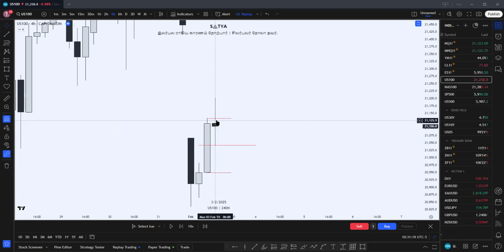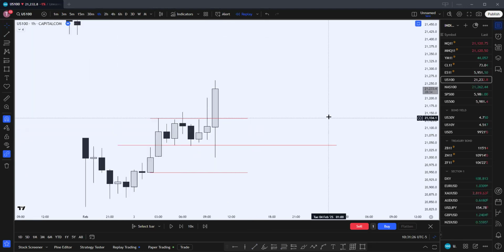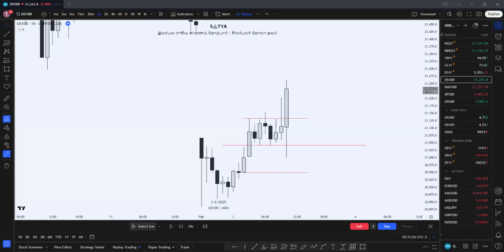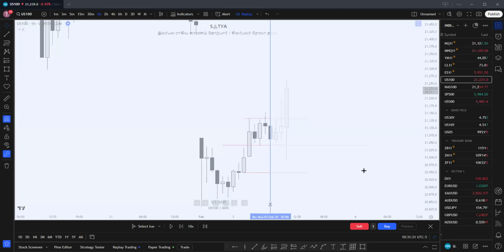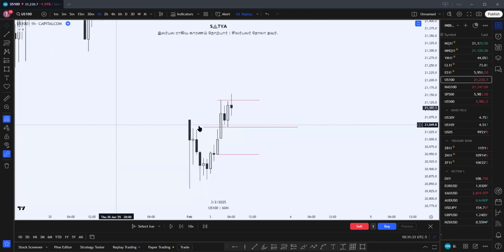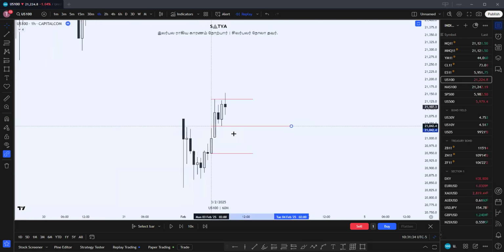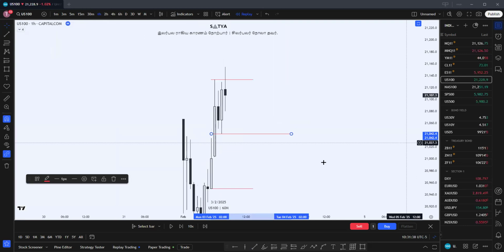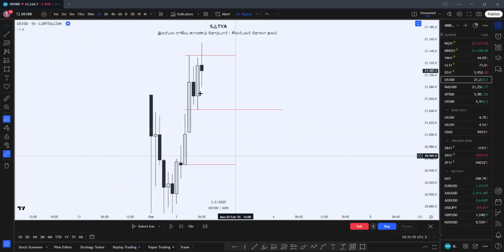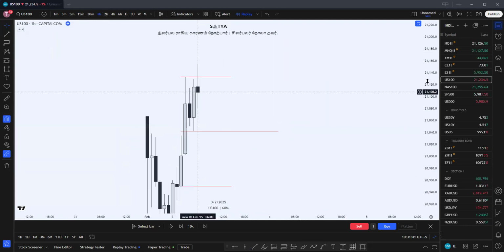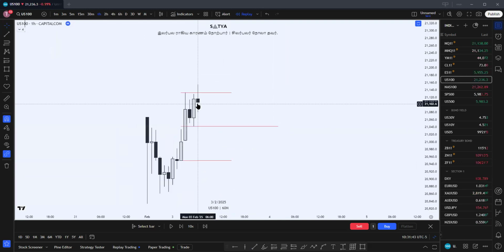Let's see. It was a 6 a.m. open. See, it was a 2 a.m. open. Let's switch to 1 hour. It was an equilibrium of the H4 candle, and then see it was the 6 a.m. open. I was bullish, and this rejection from the high is a counter trend.